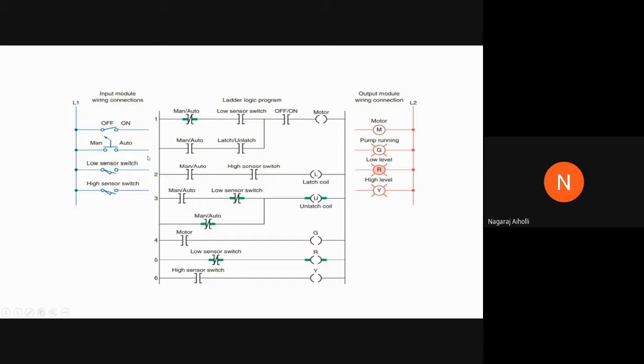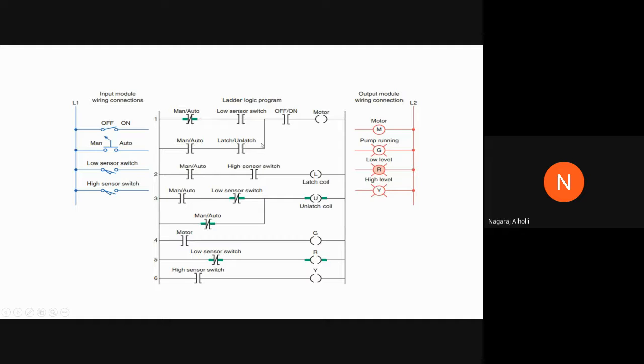Then for the second, the parallel branch, what is happening? Manual/auto mode, this is normally closed. Suppose we are closing this manual/auto, we are pressing it, and it is brought to its closed condition. Then for manual/auto mode, this contact will be examine if closed. It is closed. Then latch/unlatch, this is also closed.